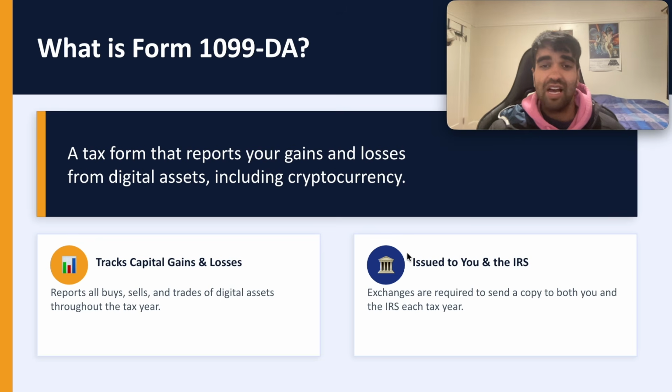So Form 1099-DA is a tax form designed to report your gains and losses from digital assets, including cryptocurrency. As of 2026, Coinbase and other centralized exchanges are required to issue Form 1099-DA to customers and the IRS.